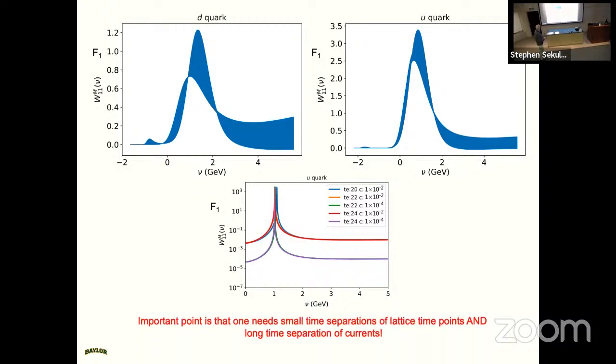Okay, here I'll make the point. The important point is that one needs not just small time separation of lattice points, you also need long time separations of the currents in order to fully characterize these functions, which should not be dominated by a sum of exponentials, but should also have algebraic pieces associated with it. You need long time separation.